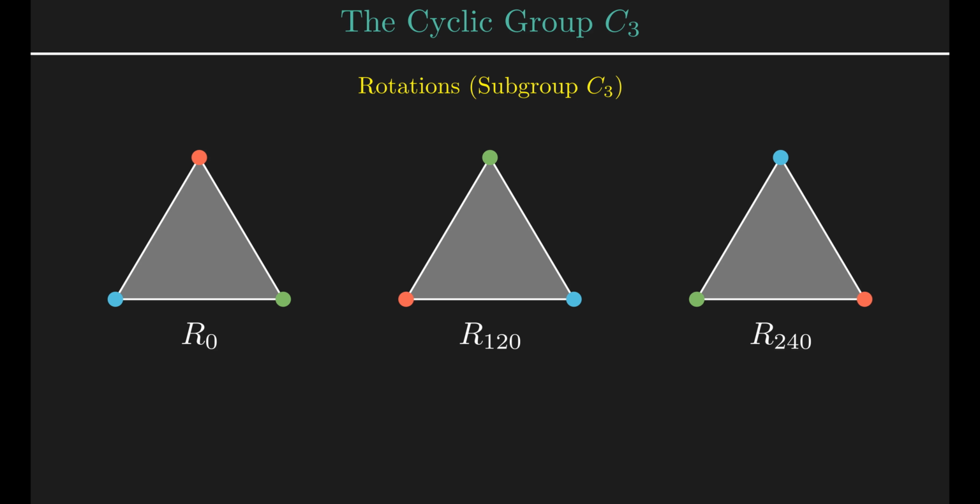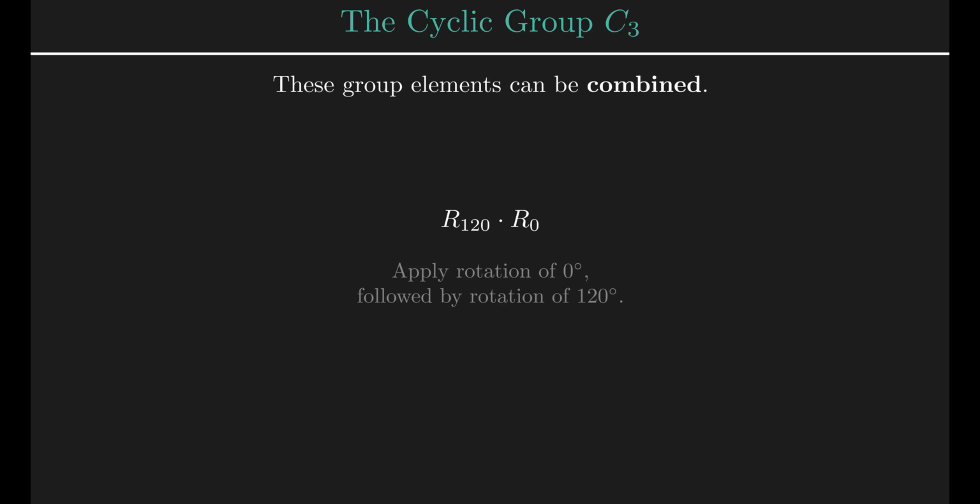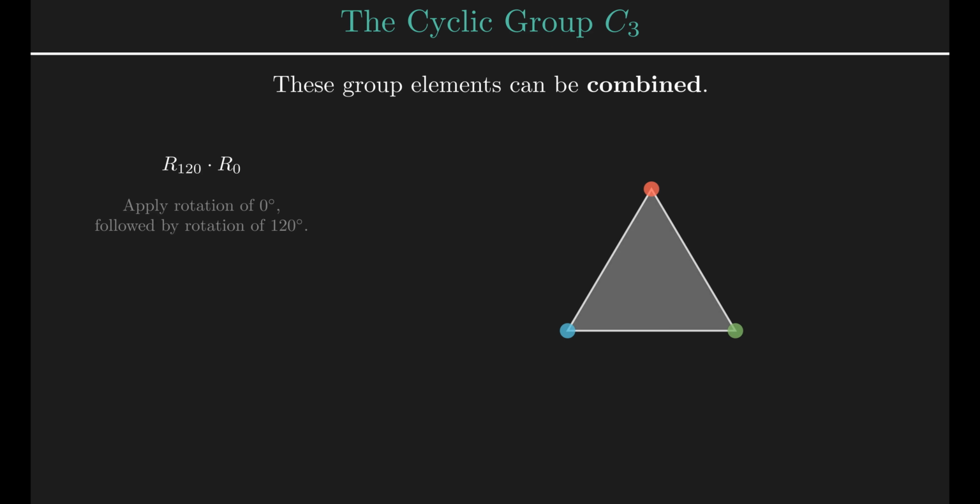Crucially, these are not static shapes. They are operations, and they can be composed. Let's calculate the product, R120 times R0. Mathematically, this means we apply the rightmost operation first, followed by the left. Let's watch the triangle. First, we apply R0. Nothing changes. Next, we apply R120. The triangle rotates. The net result is simply a rotation by 120 degrees. This confirms that R0 behaves as the neutral element, changing nothing.